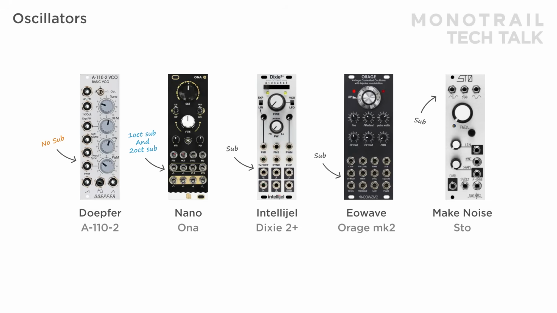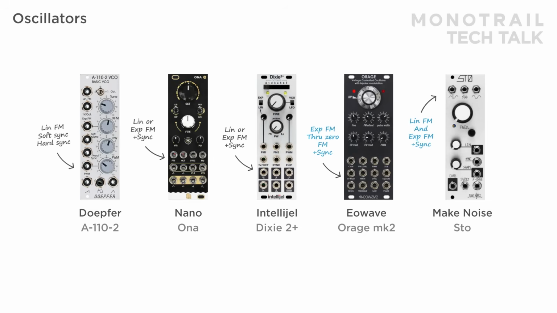Just like outputs, a variety of inputs is important as well. More inputs results in more patches and sounds to explore. Classic inputs that are necessary for many traditional synth sounds are a sync input and a linear FM input. Any additional varieties in FM types, like exponential or through zero, just add more flavors to explore.